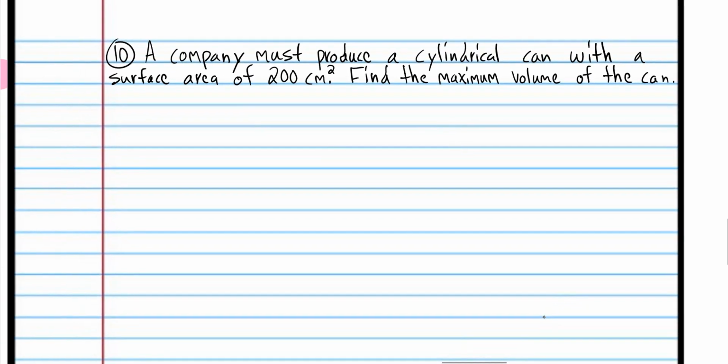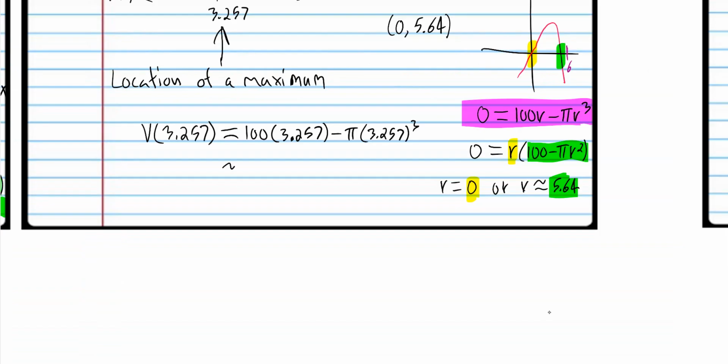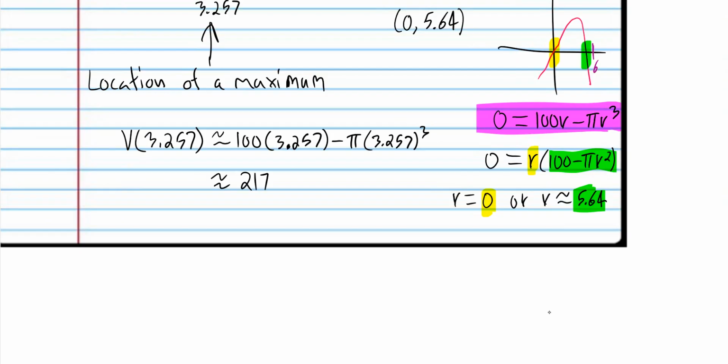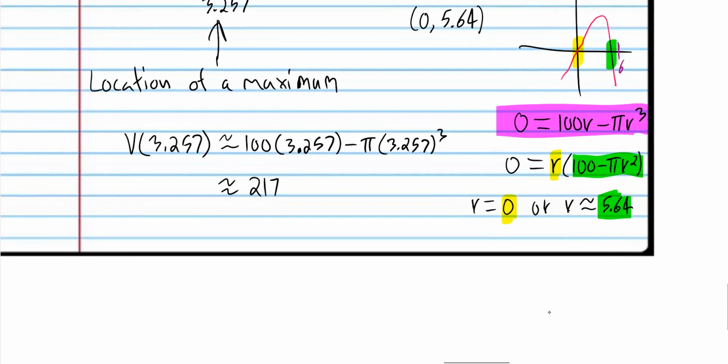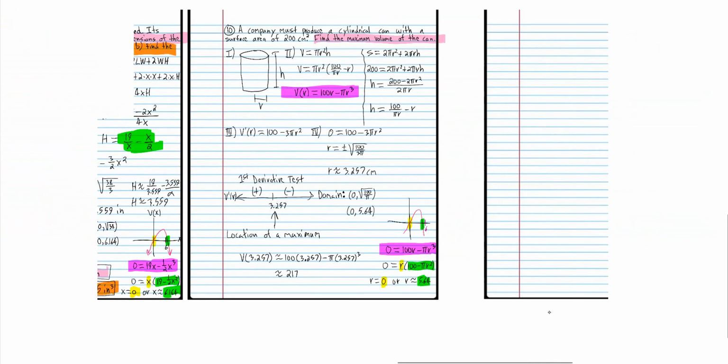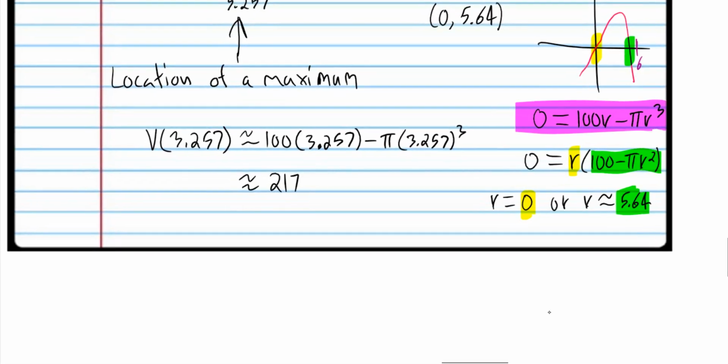Okay, we're back. And it looks like we get approximately 217. We're estimating anyway, so it's probably best to just leave it like 217. That's fine. The problem doesn't tell us what to round off to, so that's fine. And that's going to be cubic centimeters.